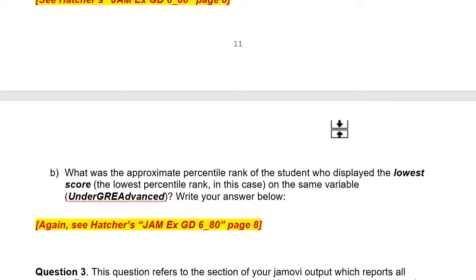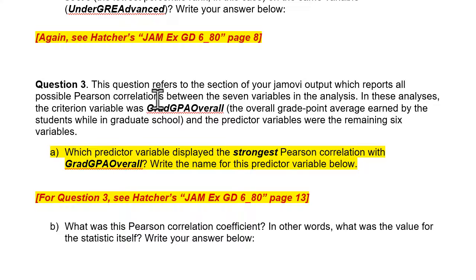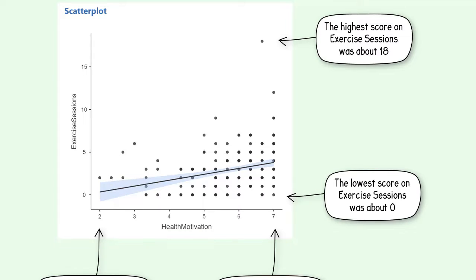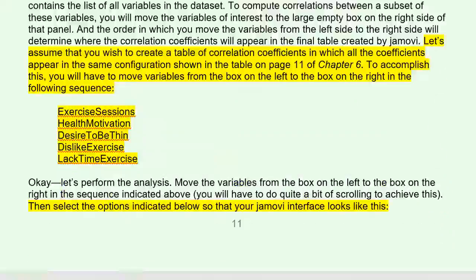Let's go to question 3. I'm on page 12 of the exercise, and we're at question 3 now. Question 3a. Which predictor variable displayed the strongest Pearson correlation with graduate GPA overall? Write the name for this predictor variable below. Well, how am I supposed to do this? Well, guidance that I suggest is, in answering this, look at my Jamovi Guide and look at the recommendations I make on page 13. So, Jamovi Guide for chapter 6. Let's scroll down to page 13.